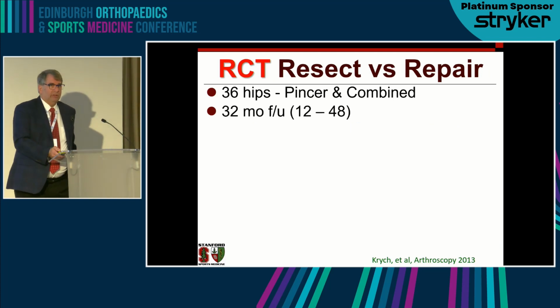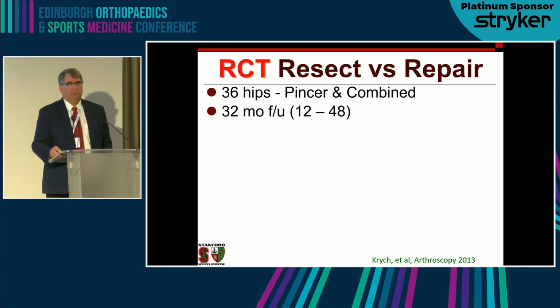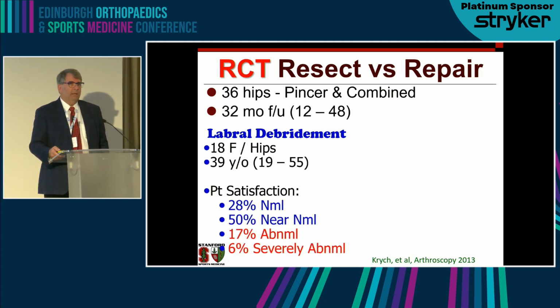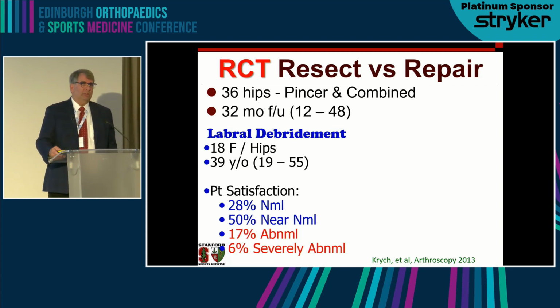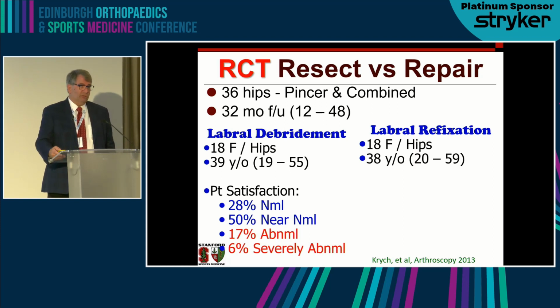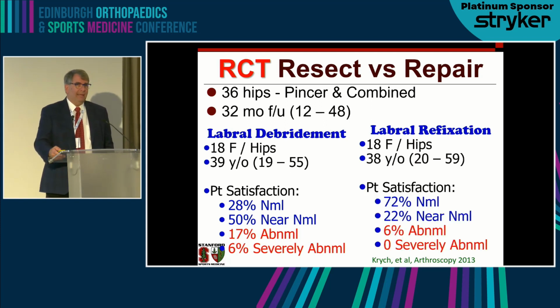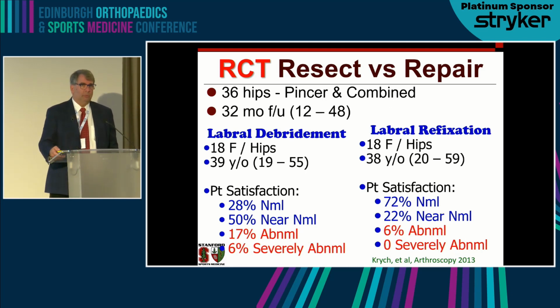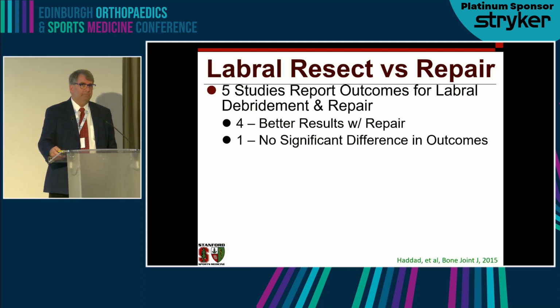And then finally, there was a randomized controlled trial, only 36 hips, with patients that had pincer type anatomy and combined FAI. They did labral debridements in 18 women, average age 39. They had 78% good to excellent results, but 17% were abnormal and 6% were severely abnormal, so 23% not really satisfactory outcomes with the debridement. With labral refixation, also 18 women, similar age, they had 94% good to excellent results and 6% abnormal and no severely abnormal. So again, suggesting labral fixation is better.